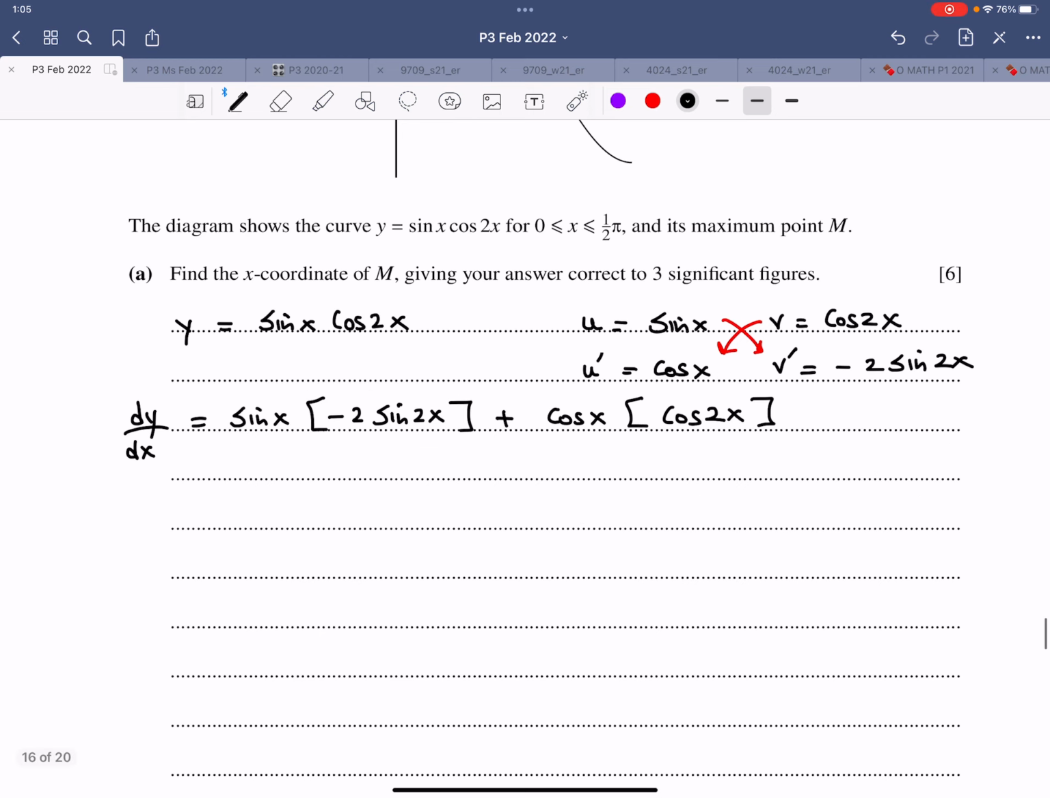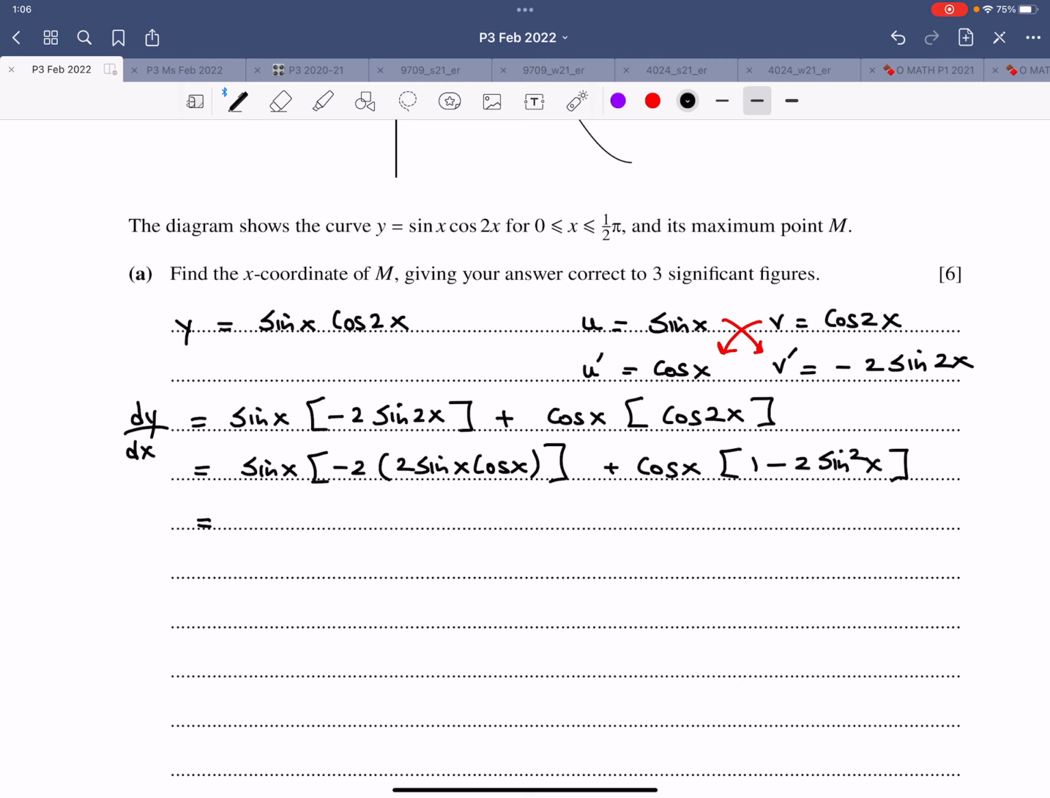Now let me first open this up. This is sine x, this is minus 2, this is 2 sine x cosine x, and this is cosine x, and you have cosine 2x. I am unsure which option to use. Let me further simplify this. Or if I take cosine 2x as 1 minus 2 sine square x, or 2 cos square x minus 1, I think I'll go with 1 minus 2 sine square x.